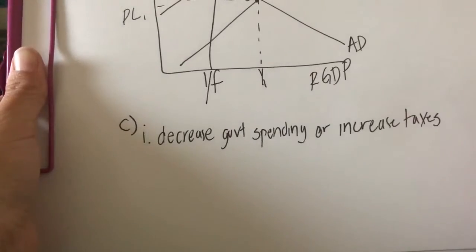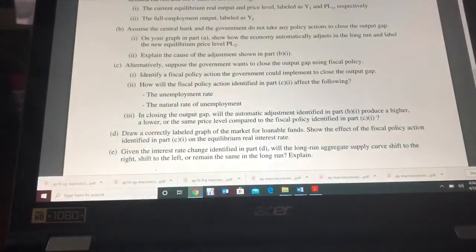Great. I've done Part 1. Now let's look at Part 2. Identify how the fiscal policy action identified in Part C that we just did will affect the following: the unemployment rate.